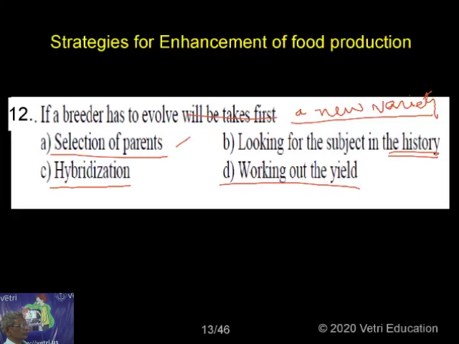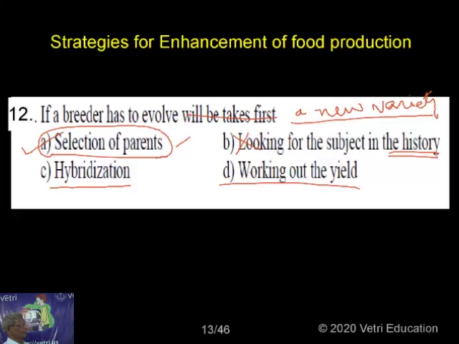Of course, he has to know something about the plant on which he is working. The basic knowledge about that plant is essential, but it's not the most essential. The plant breeder, if he has to produce a new variety, has to select the correct parent. That is the correct answer.